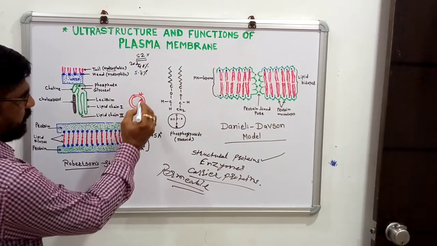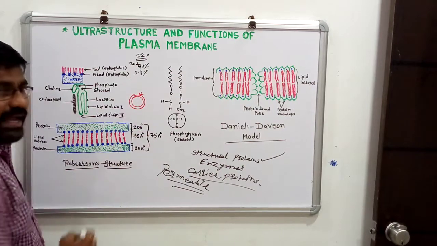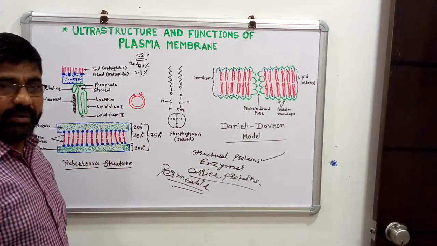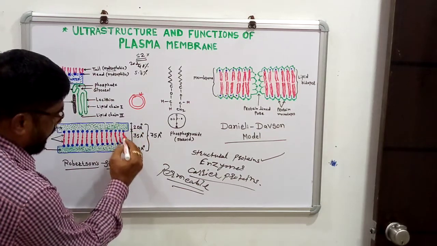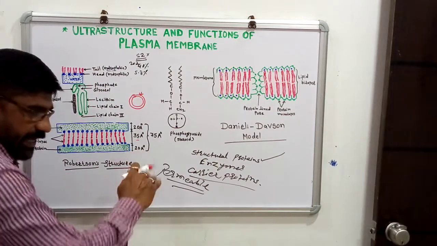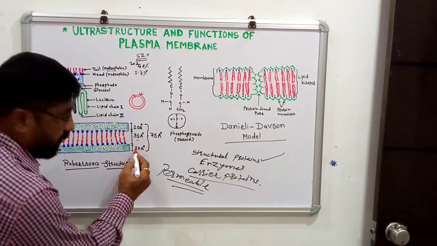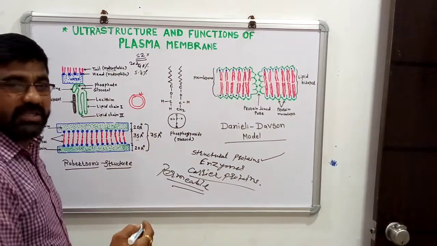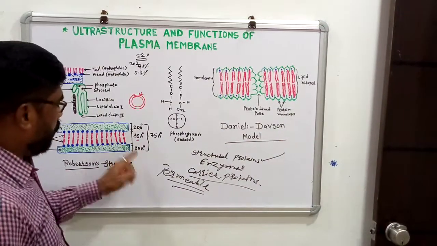At the exterior, there is a layer of proteins up to 20 angstrom in thickness. Then there is the lipid bilayer, which is up to 35 angstrom, and at the inner margin of the cell, there is another monolayer of proteins, which is also 20 angstroms.